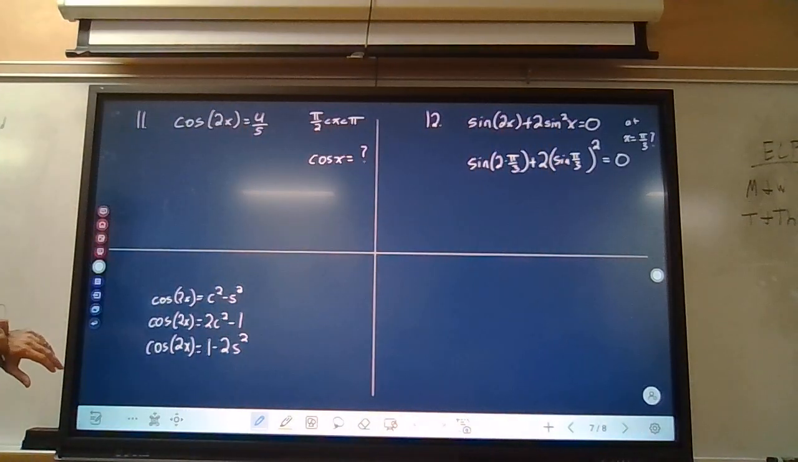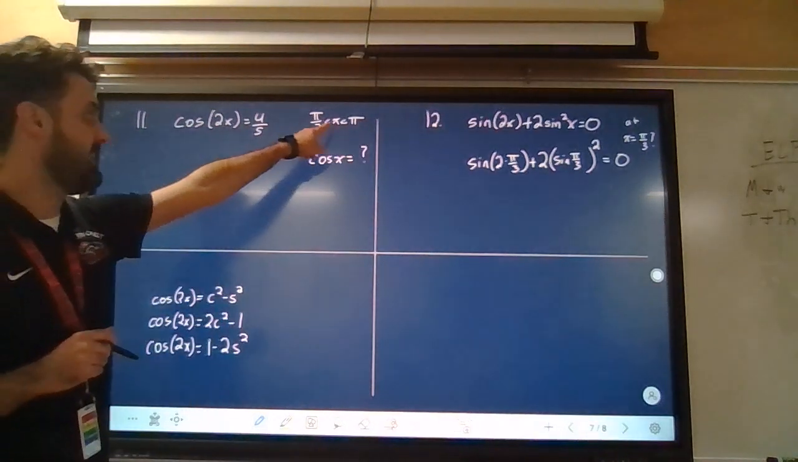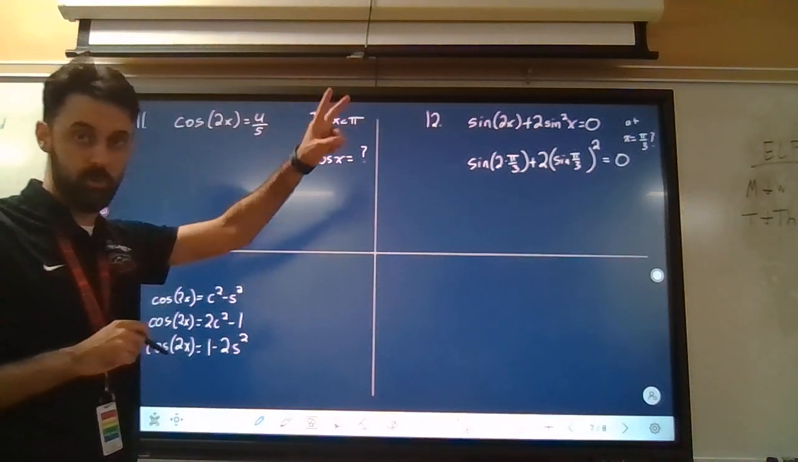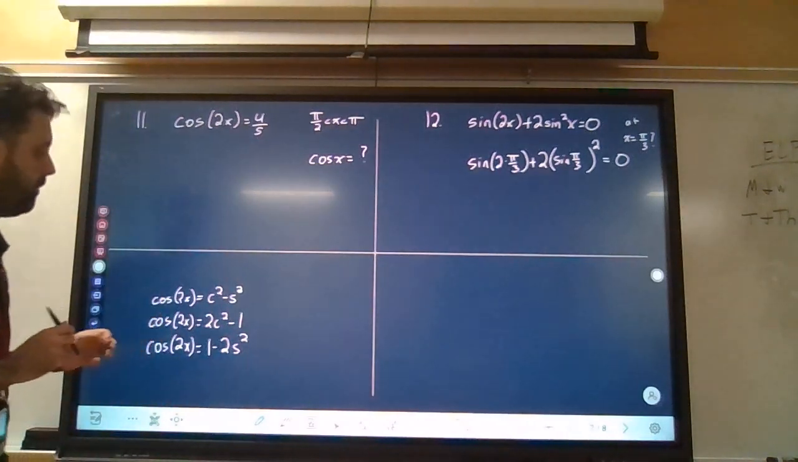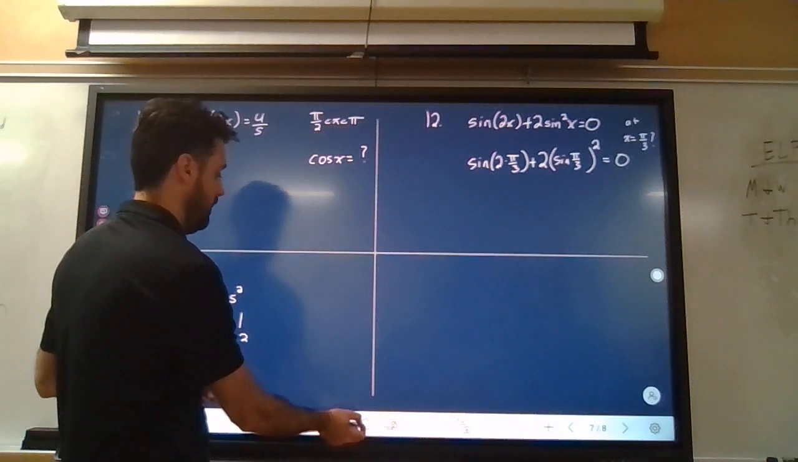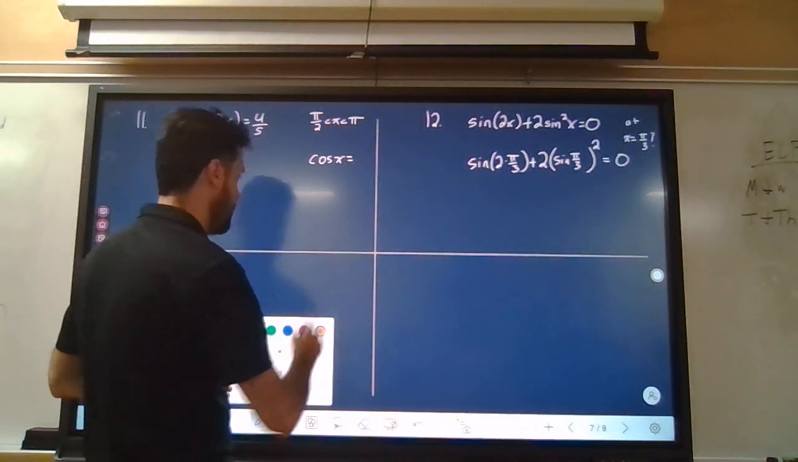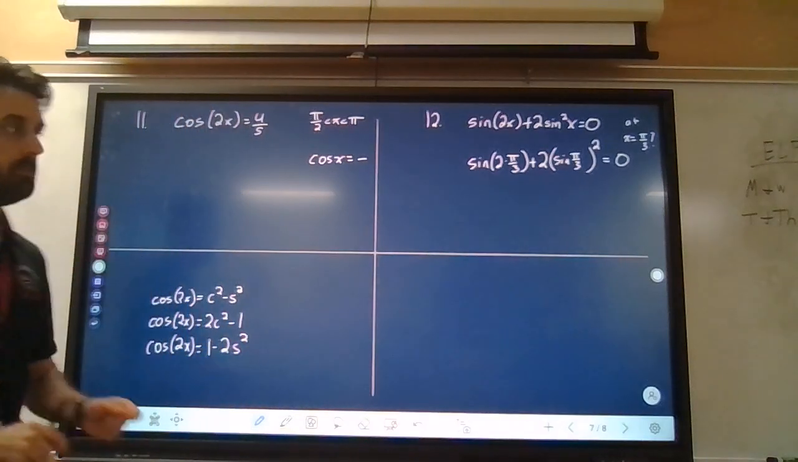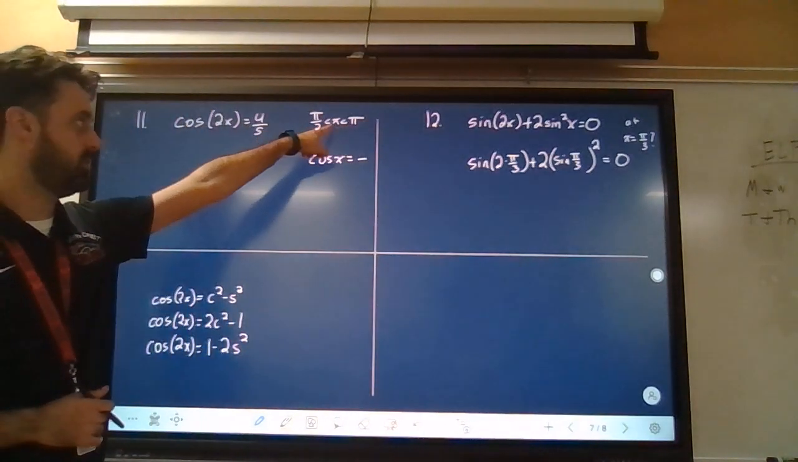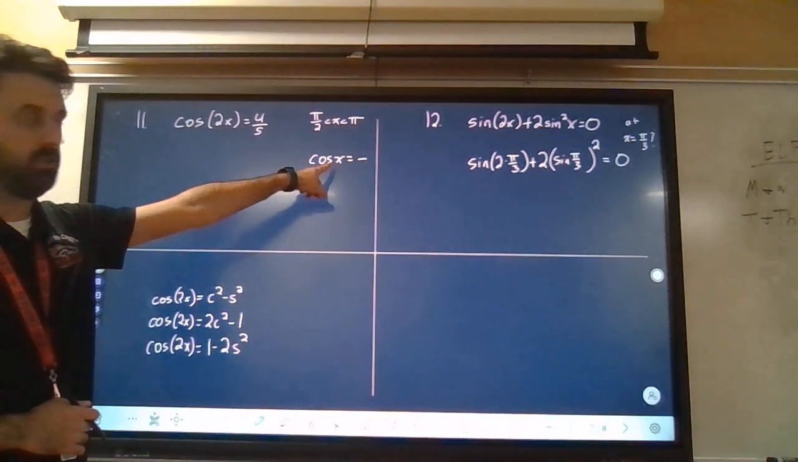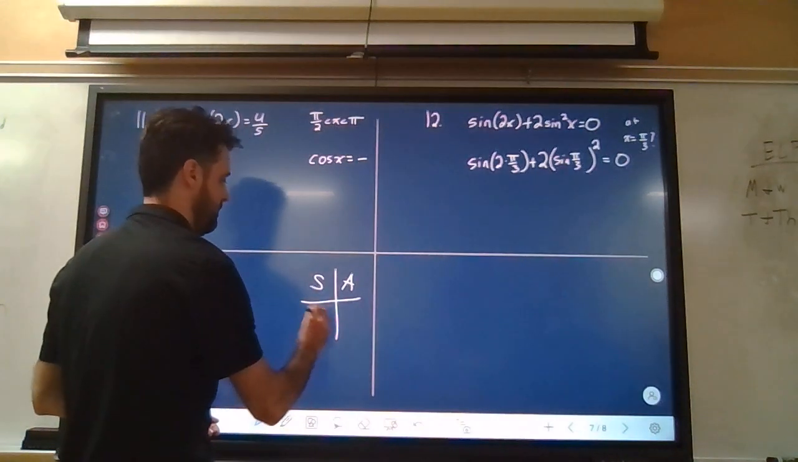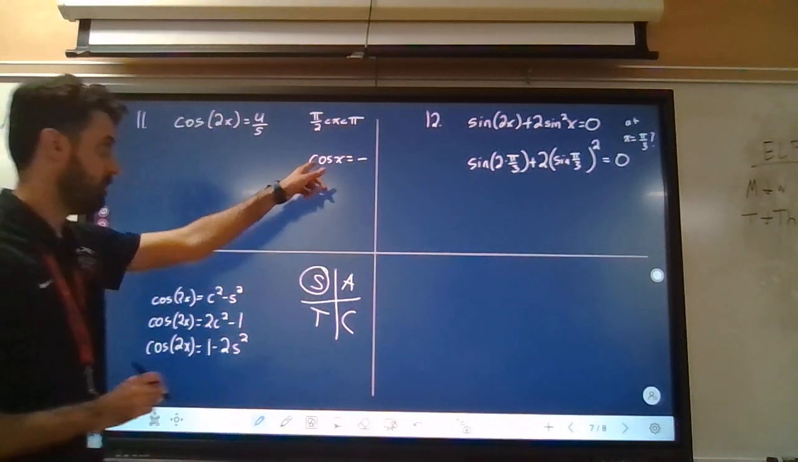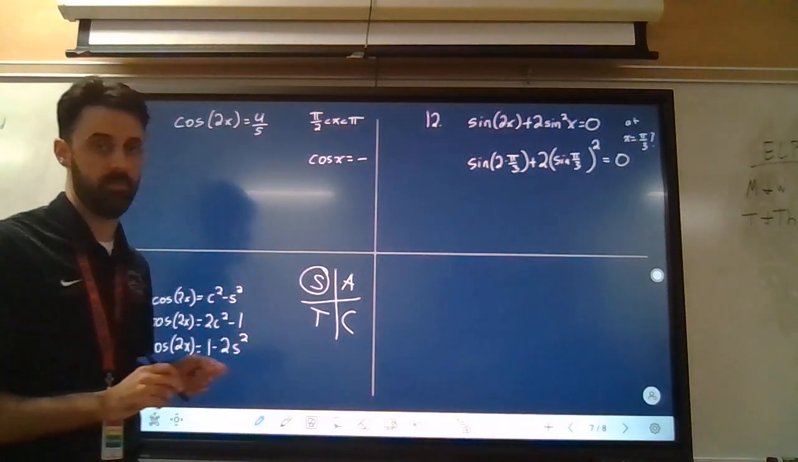All right, number 11. We've got cosine of 2x equals 4/5. X is in between these two angles. That means quadrant 2, if you're thinking unit circle. We're looking for cosine of x. Now, before I actually get into this problem here, I know that the answer is going to be a negative number. The reason I know it's going to be a negative number is because in quadrant 2, cosine is always negative. Think ASTC, right? In quadrant 2, only sine is positive. All right, we're in quadrant 2, therefore cosine is going to equal a negative number. We've got to find that number here.